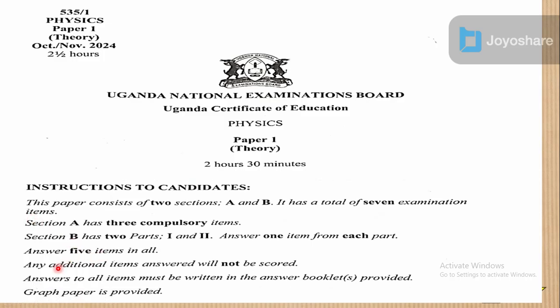Here they're saying any additional items answered will not be scored, meaning that you get no mark for any item added. Answers to all items must be written in the answer booklets provided, or graph paper. The graph paper is also provided for you. I'll not go through them because I know the answer booklets are provided, and each one of us knows that the graph paper is provided especially by UNEB. Let's now proceed.